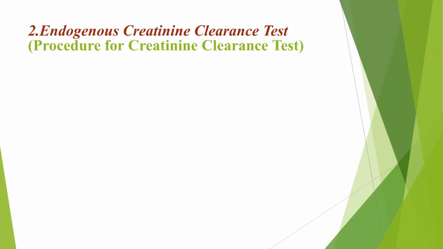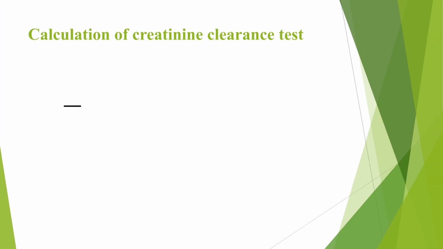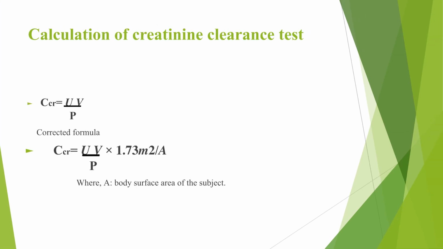The creatinine clearance test procedure involves collecting a 24-hour urine specimen, measuring creatinine concentration in both serum and urine, and carefully measuring total urine volume before calculating creatinine clearance. The calculation uses the formula CCR equals U*V divided by P. The corrected formula adjusts for the body surface area, A, as shown here.